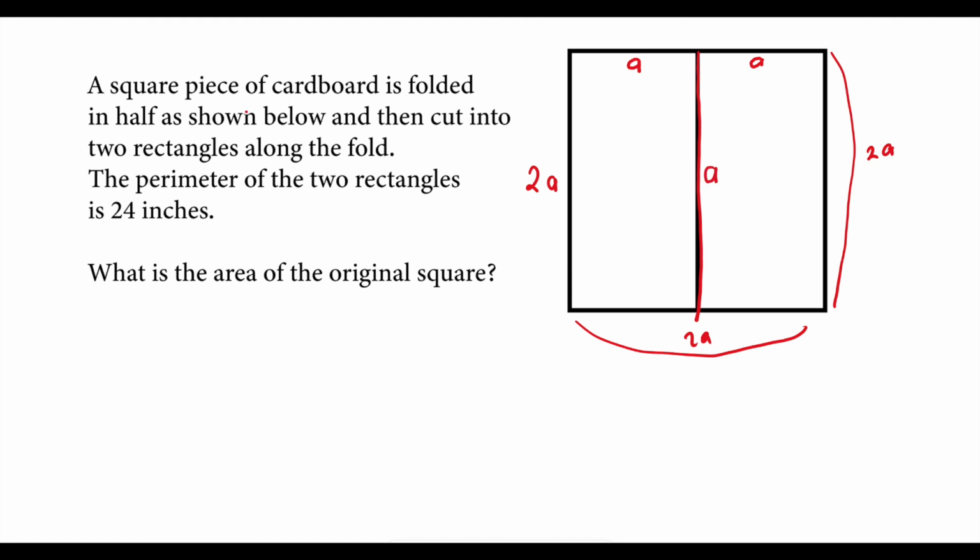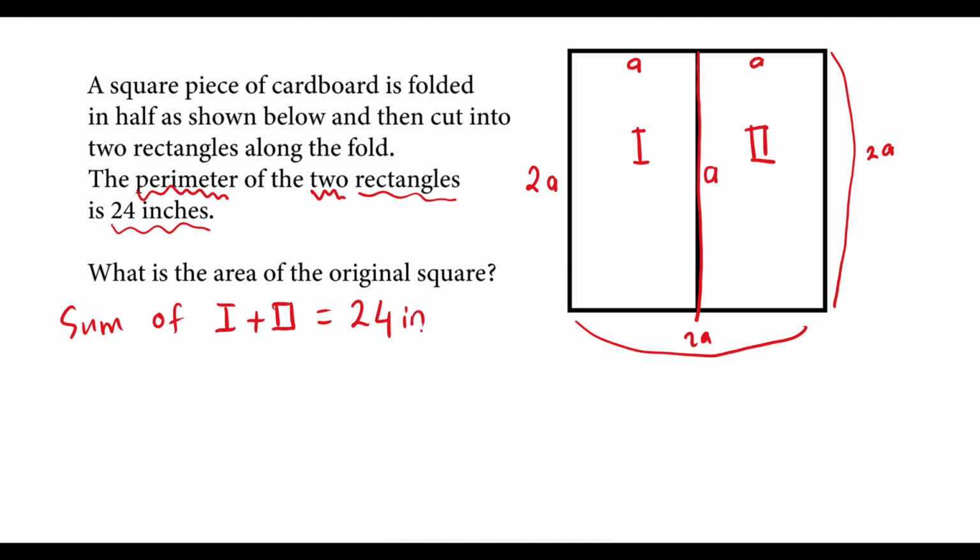We are given information about the perimeter: the sum of the perimeters of the two rectangles is 24 inches. If I call this rectangle 1 and this rectangle 2, then the sum of the two rectangles together is equal to 24 inches. So how can I calculate the perimeter of 1 and the perimeter of 2? They are the same thing actually, and then we will add them.